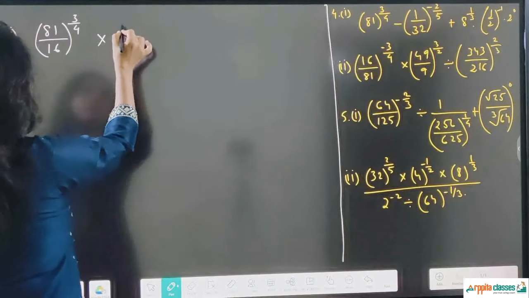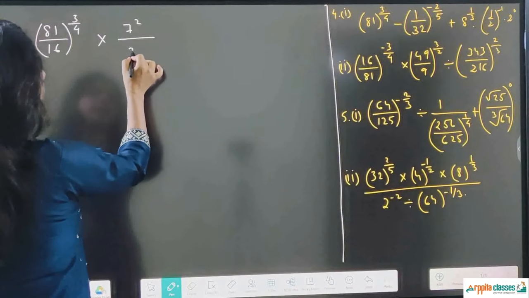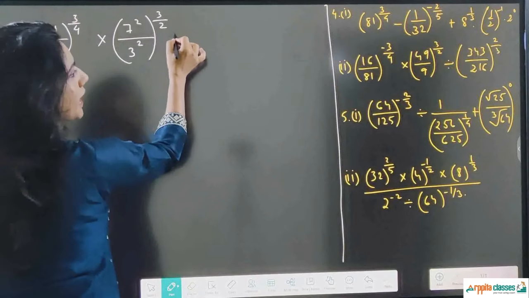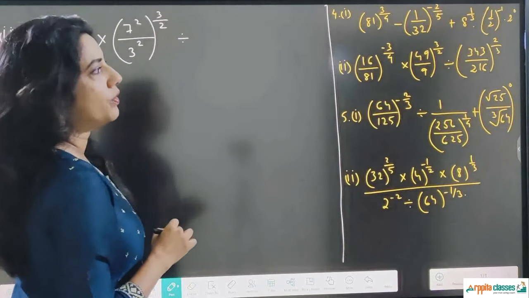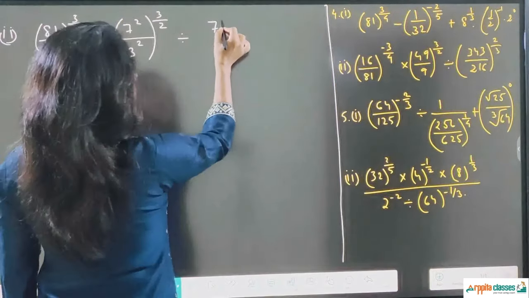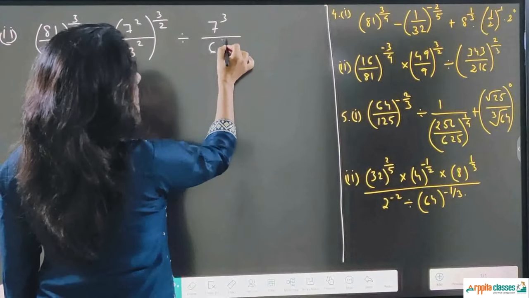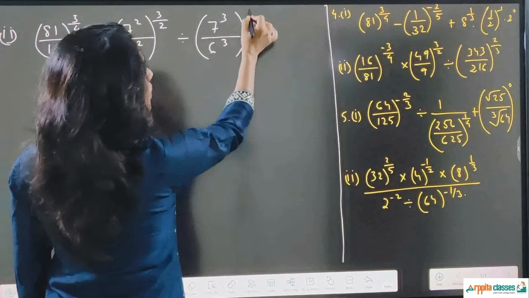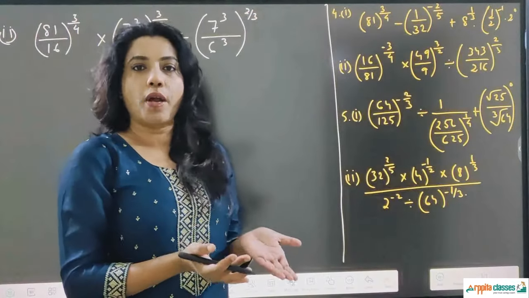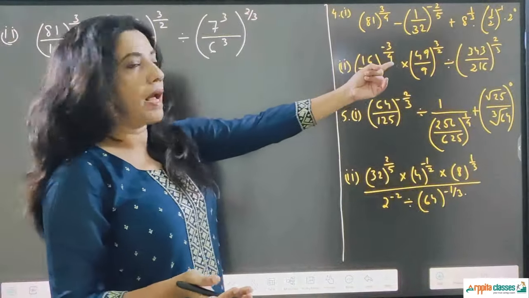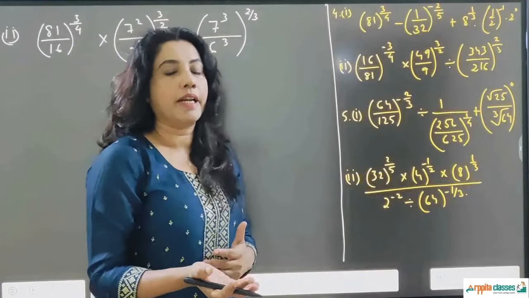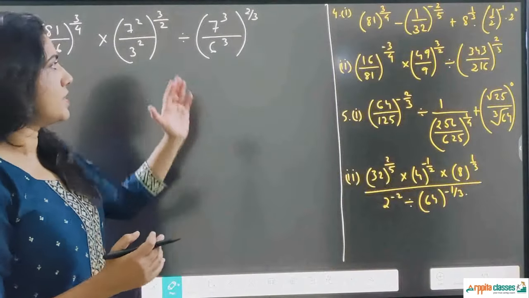So 49 can be written as 7 square, 9 can be written as 3 square, and this thing whole to the power 3 by 2 is there, divided by 343 upon 216 whole to the power 2 by 3. 343 can be written as 7 cube, 216 can be written as 6 cube, and that whole to the power 2 by 3 is there. If you don't know the cube or square of any number, you can do prime factorization and find it. I remember a few of them, so I am doing it directly. You can do the prime factorization and find it.